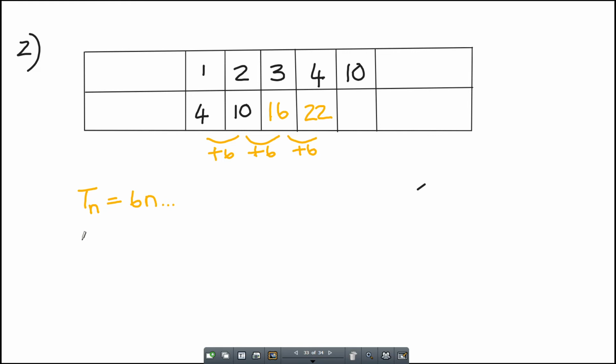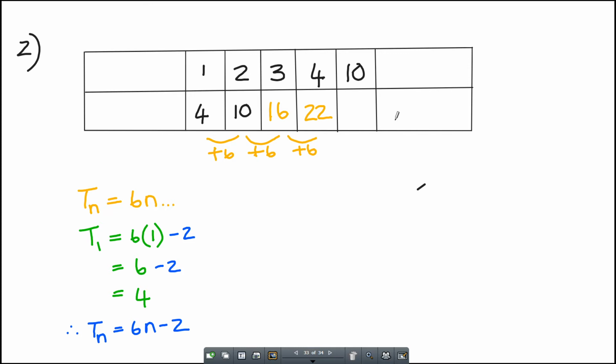rest. So then we go substitute n. So term 1 would therefore be 6 times 1, which gives me 6. But I'm supposed to end with 4. So what did we do? We subtract 2. So therefore, term n will be 6n minus 2. And I can fill that in over here. 6n minus 2.